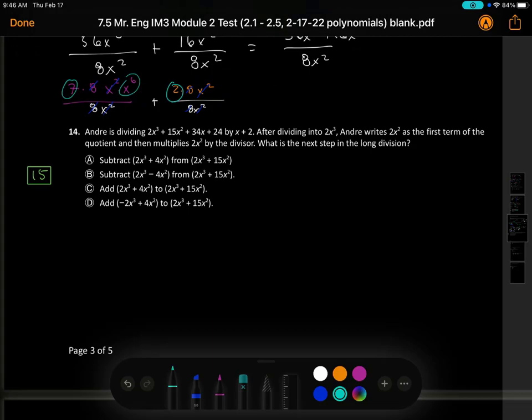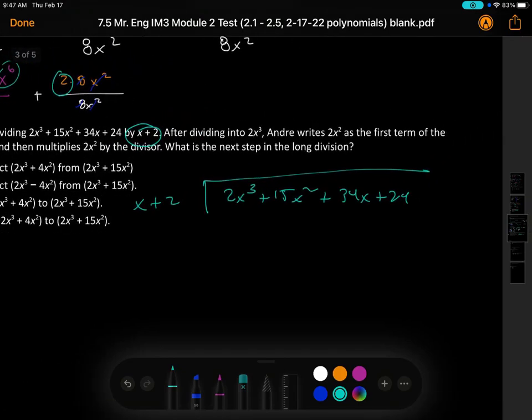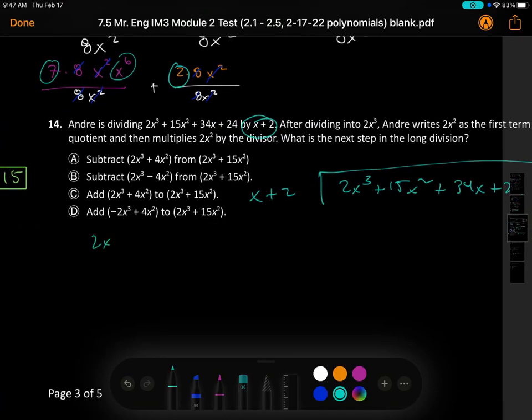Andre is dividing 2x to the third plus 15x squared plus 34x plus 24 by x plus 2. Okay, so what I like to do in these error analysis problems is just do the problem. All right, in doing the problem here, I'm just going to put x plus 2 right here. Okay, so after dividing 2x to the third, so this is what I would do, and I'm doing it by the first one here, x. This becomes 2x squared.